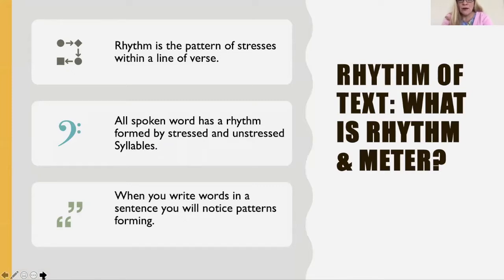When we're talking about the rhythm of text, we're talking about the pattern of stressed and unstressed syllables. So, for example, the word syllable. One of the syllables is actually stronger than the rest. You'll hear the word syllable. So that's strong, weak, weak. And when you string together many words, each word has its own strong or weak beat. All spoken word has some kind of rhythm to it, but it's about the patterning of it that creates poetry and good song lyrics. When you write words in sentences, you will notice patterns forming because our ear naturally gravitates toward them.